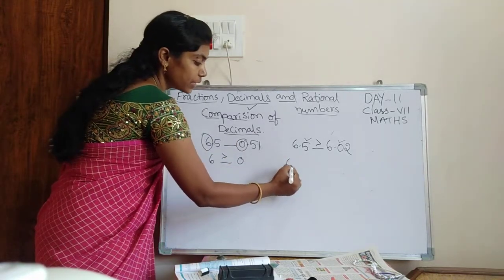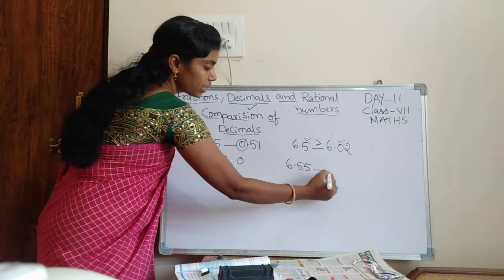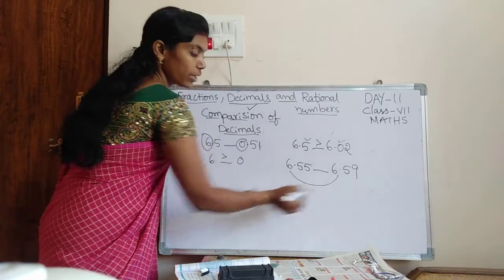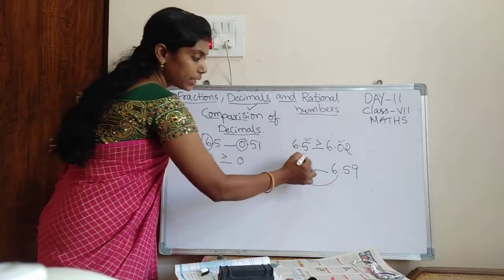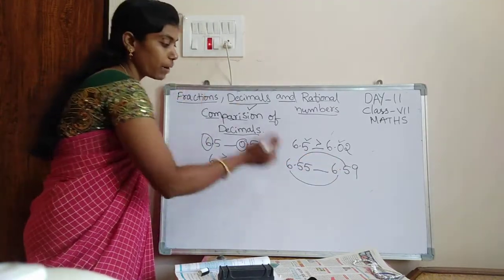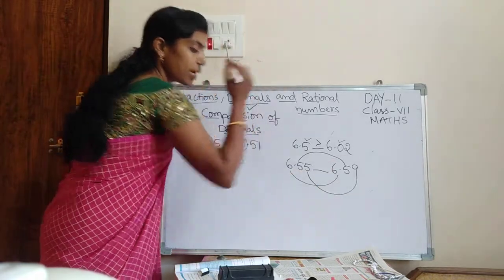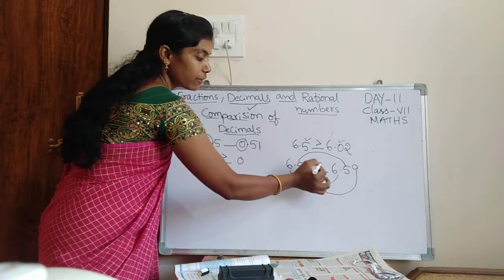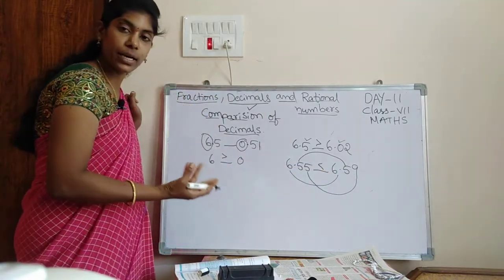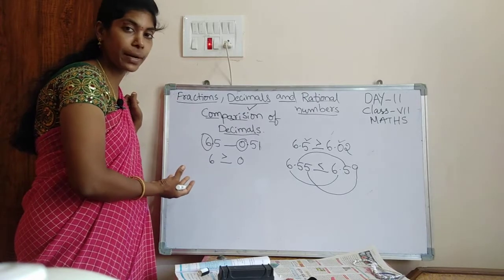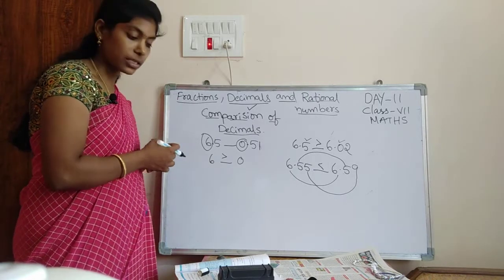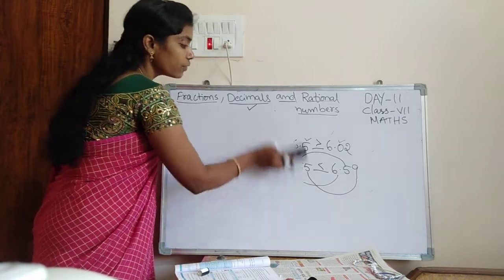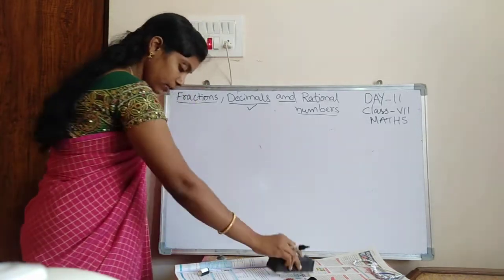If you still have doubt, take 6.55 and 6.59. Here the whole number part is the same, and the tenths part is also the same. So next we compare the hundredths part: 5 and 9. 5 is less than 9. This is how it is very easy to compare two decimals. And the next topic is how to convert.